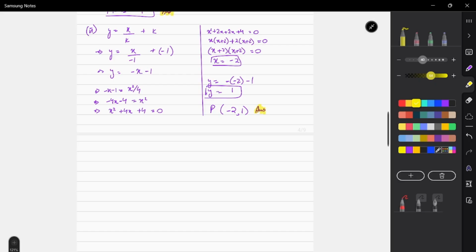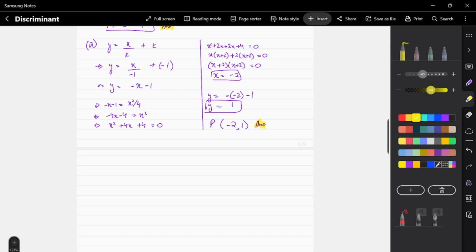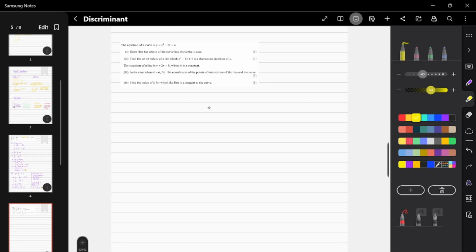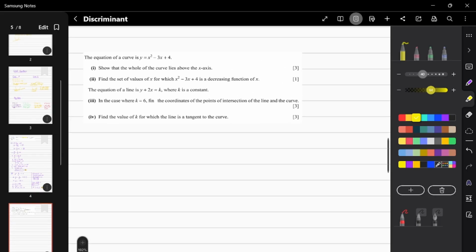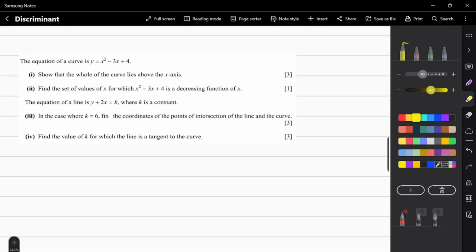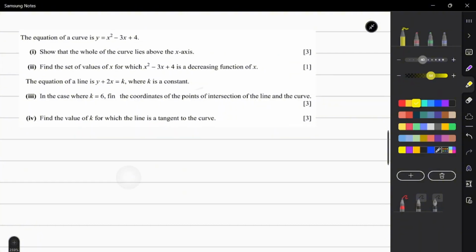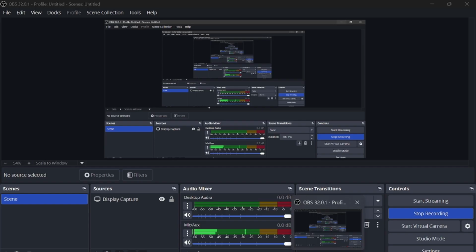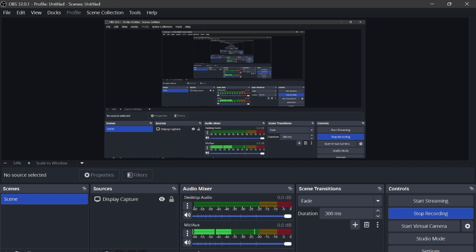Okay, now let's move on to the second question. The equation of the curve is y equals x squared minus 3x plus 4. Show that the whole of the curve lies above the x-axis. Wait, let me check if it's recording. Okay, it's recording.